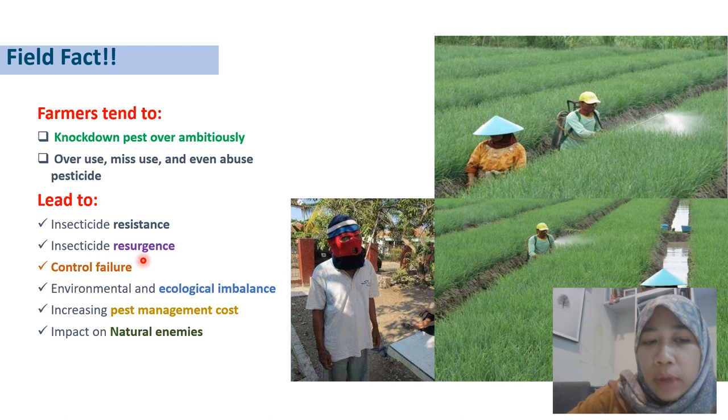And there is control failure, because of the resistance and resurgence. The impact also includes environmental and ecological imbalance. The natural enemies would be lost from the excessive use of synthetic pesticide. And the cost also will increase because the price of synthetic pesticide is quite high, so it will increase the pest management cost. So we cannot rely only on synthetic pesticide. We should use many techniques to control the pest.